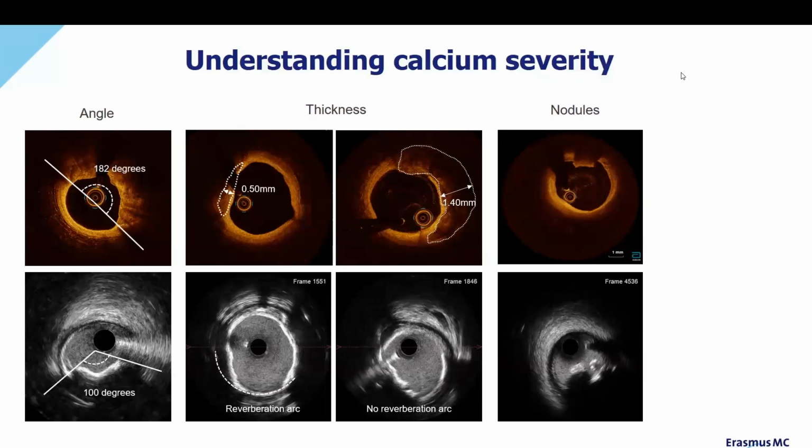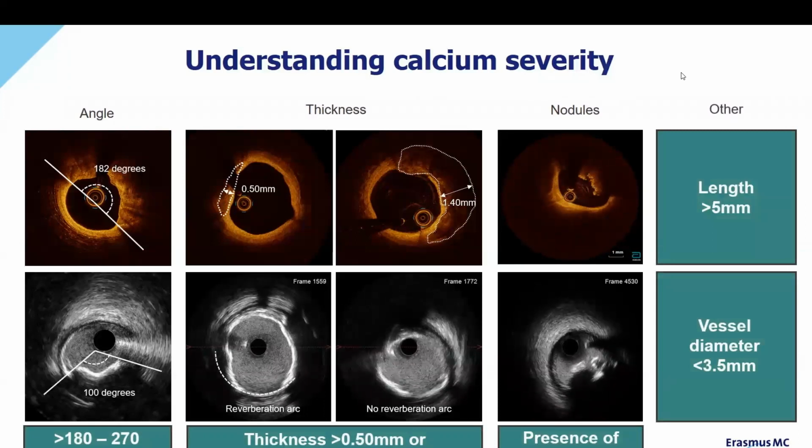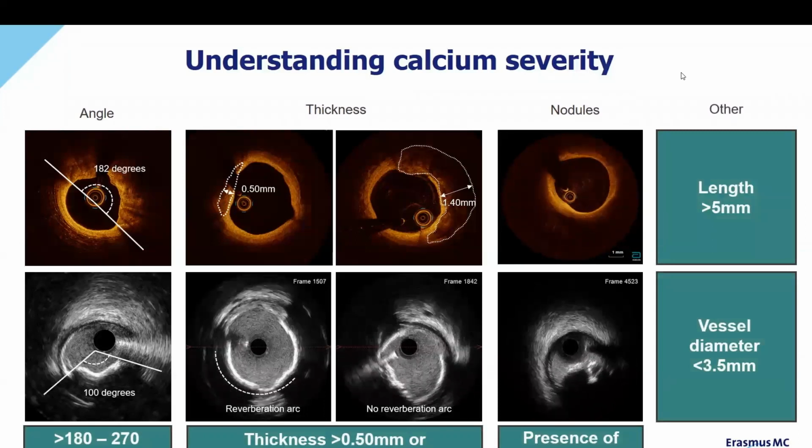Severity of calcium, as mentioned, degree more than 180 to 270 degrees we call severe.